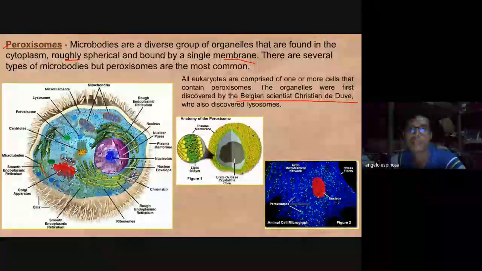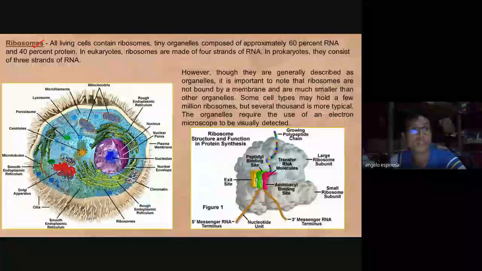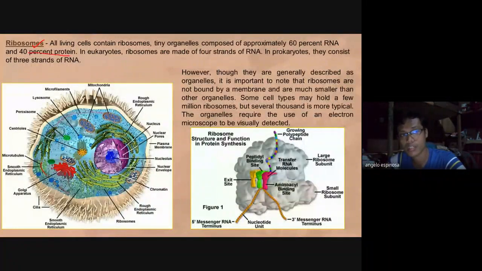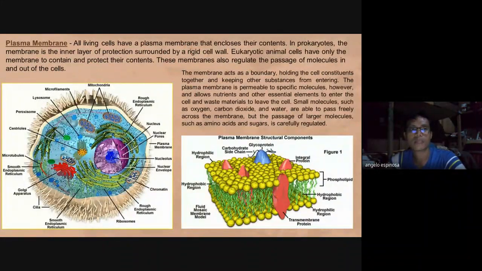Peroxisomes and lysosomes. Now, ribosomes, we also know, is the one that produces the protein. They are tiny organelles composed of approximately 60% ribonucleic acid and 40% protein. In eukaryotes, ribosomes are made of four strands of RNA. In prokaryotes, they consist of three strands of RNA. Hindi na tayo mag-talk nun sa strands kasi makapapasok tayo sa genetics. Saka na. And then you have your plasma membrane.